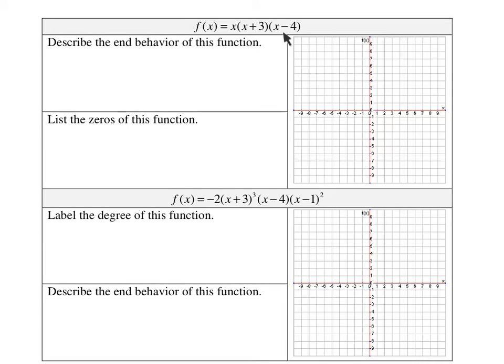All right, here's our function, and we are going to be graphing it. First thing we're going to do is answer a couple questions before we graph it. Describe the end behavior of this function. Now, to describe the end behavior, you have to find the degree and look at the a value, the number, the coefficient, the lead coefficient.